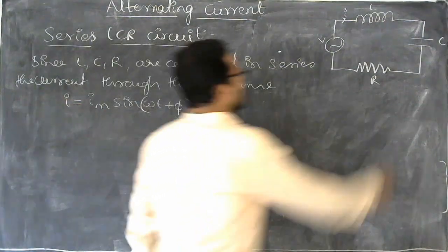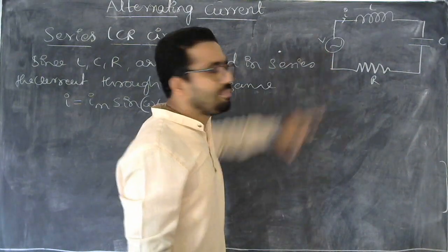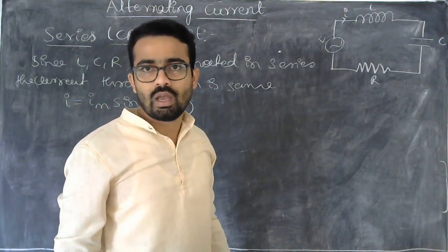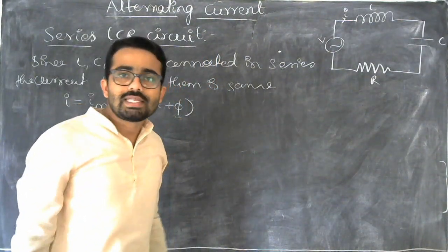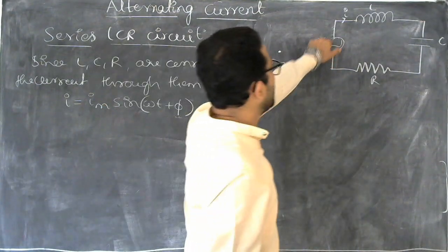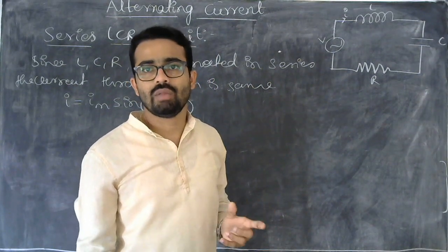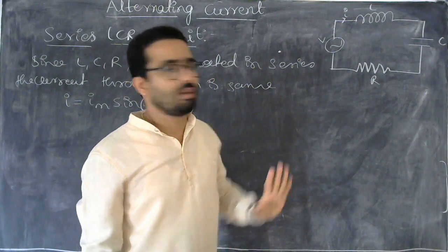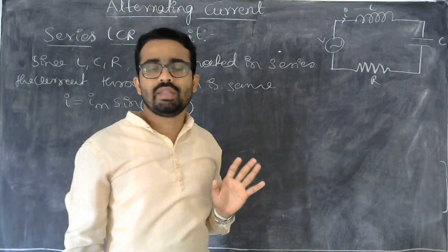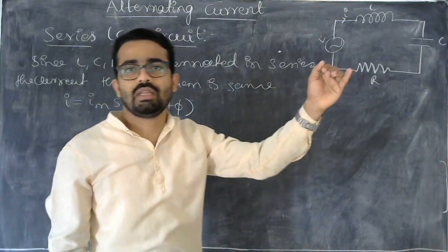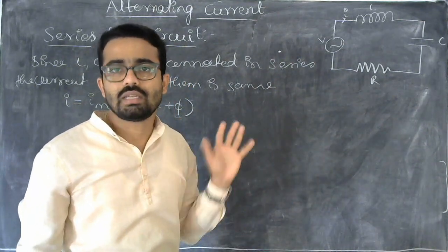This is the current flowing through these components, and V is the supply voltage. Now I should say that there is a phase difference between this supply voltage and the current flowing through that circuit. I'm directly telling you that there is a phase difference between I and V. They cannot reach the maximum value at the same time, nor the minimum value at the same time. There is some phase difference.